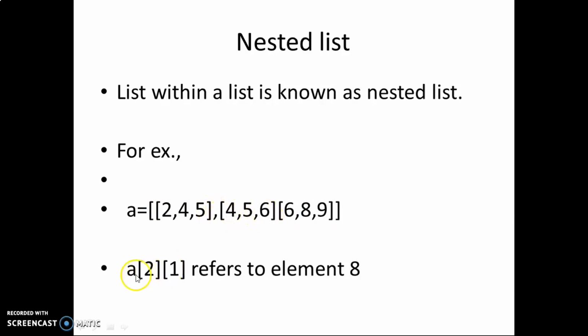For example, A[2][1]. The first index refers to the sublist index. That means this is sublist 0, this is sublist 1, this is sublist 2. So you are referring to sublist 2. This second index 1 refers to the element within that sublist. That means within this sublist, this is the zeroth element, this is the first element. So you are referring to the element 8. Okay, so we will see some Python code examples on nested lists.